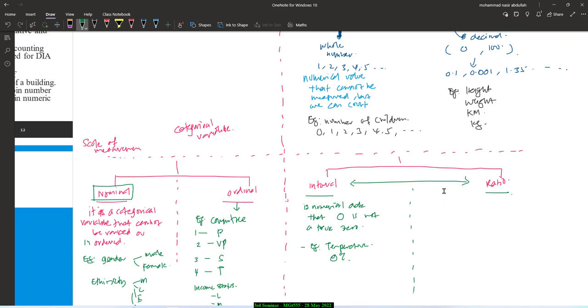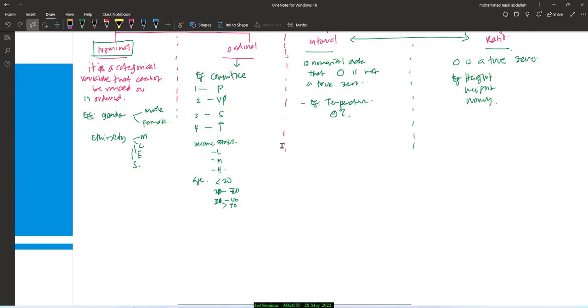And ratio is a numerical data. Likewise, we know that these two are numerical data. Ratio is where 0 is a true 0. We can calculate the distance, we can calculate the difference between two numerical data. For example, height, weight, money, right? So if you have no money, it means that you have no money, right? So it's a true 0. So I hope you understand the difference between nominal, ordinal, interval, and ratio.